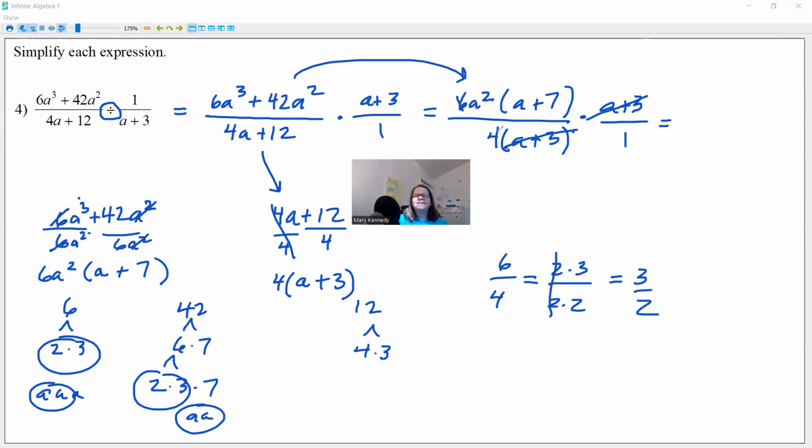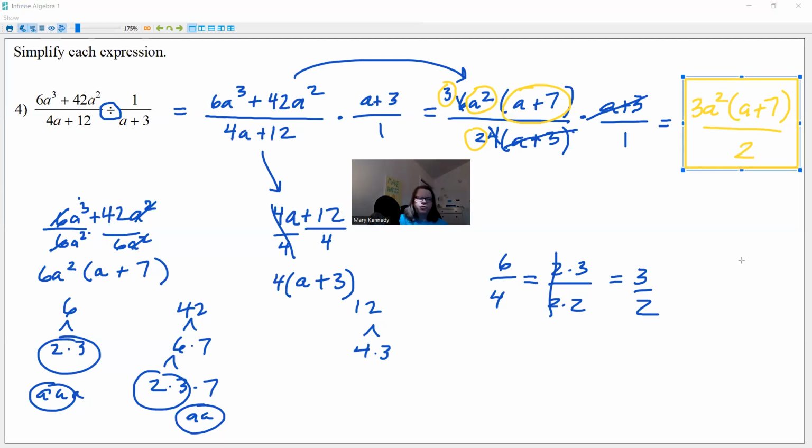So this reduces to 3 over 2. Okay. So what's left on top? Let's see here. We've got a 3 and an a squared and an a plus 7. 3a squared times a plus 7. And on the bottom, we have a 2 times 1. Well, 2 times 1 is just 2. And that is our solution to this question. Our simplified answer is 3a squared times a plus 7 over 2.